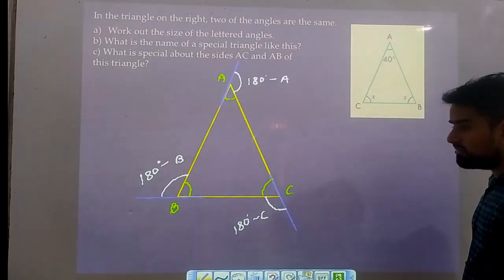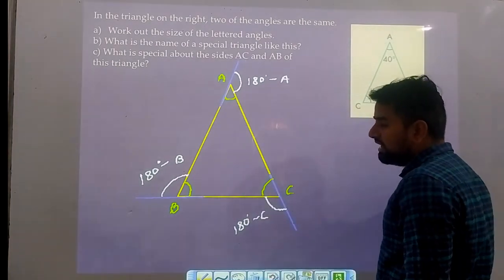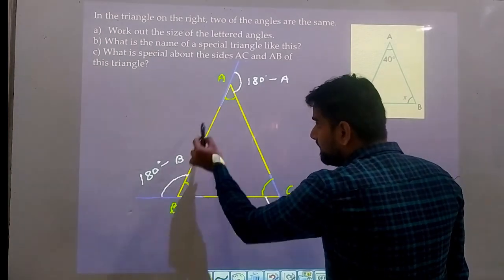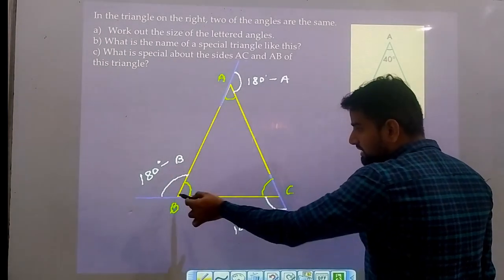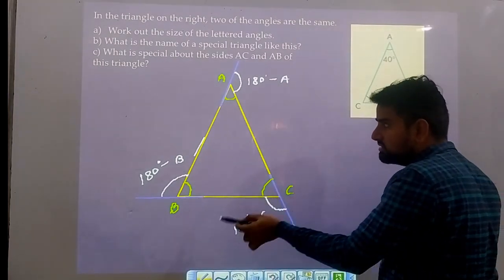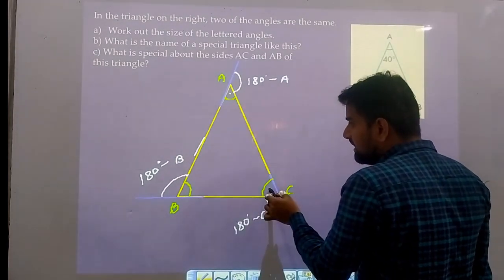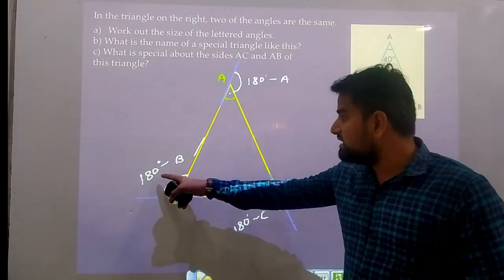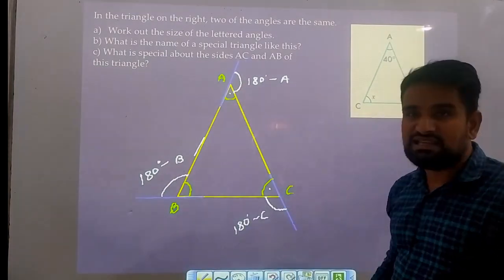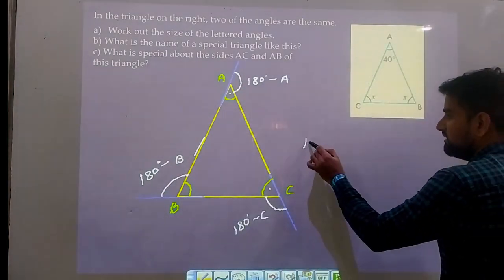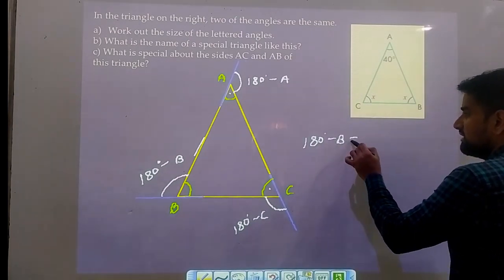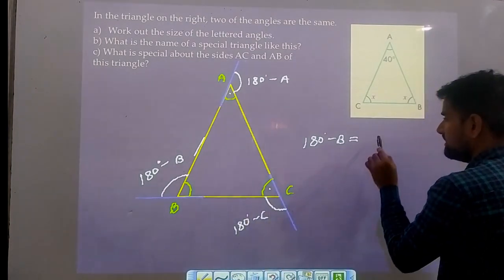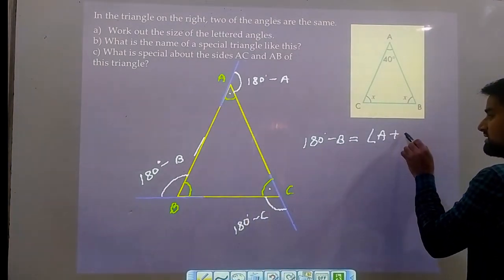Okay, and what other special things are there about the exterior angles? For any exterior angle, you will be amazed to know that the two opposite angles, the adjacent ones, right? This is adjacent, this one is also adjacent. So angle A and C sum up to equal the exterior angle of the triangle. So 180 degrees minus B is equal to A plus C. I can say that 180 degrees minus B is equal to angle A plus angle C.